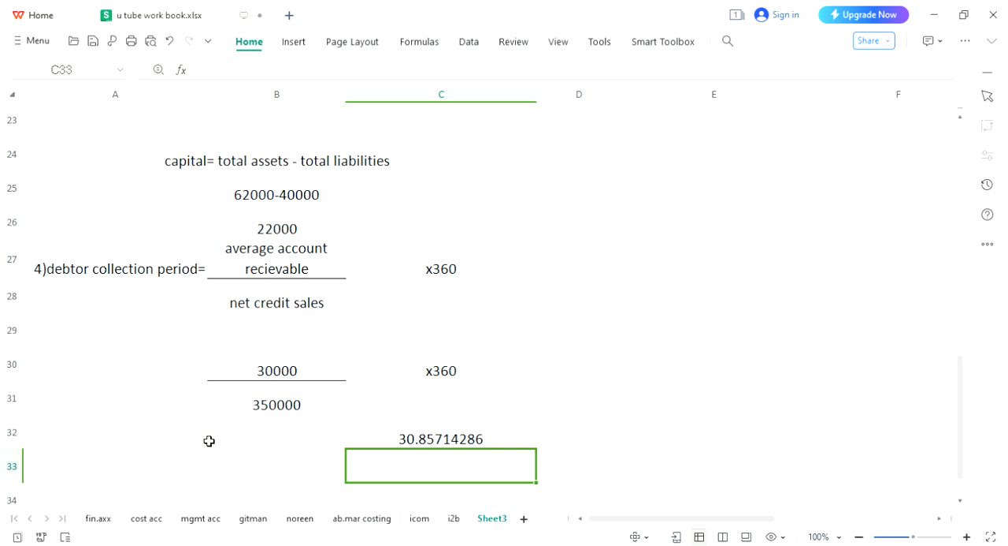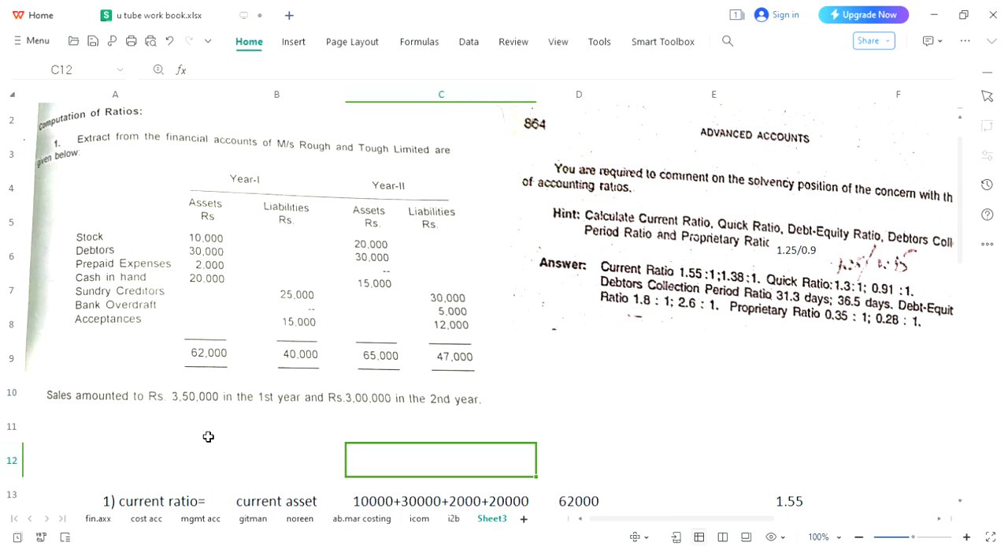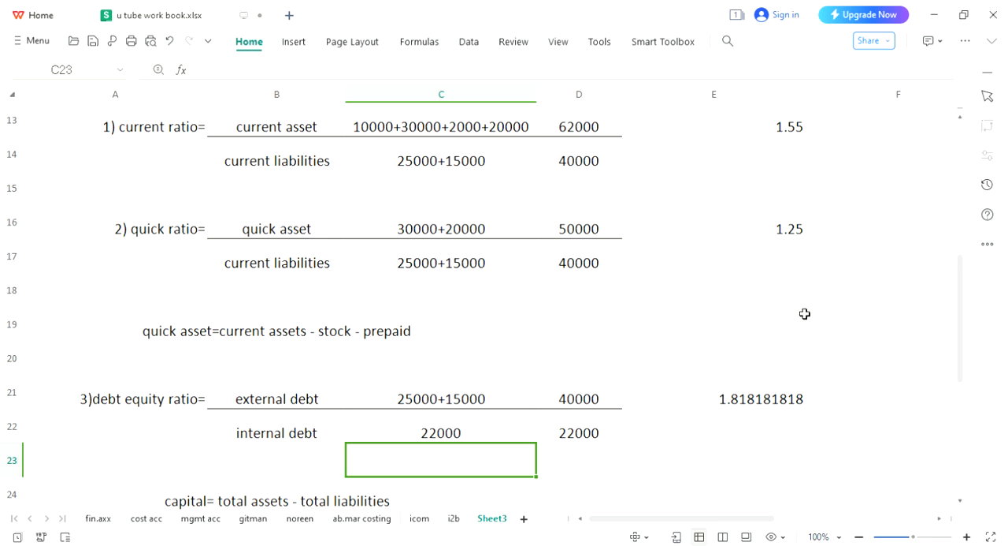So we have got 30.85. As you know, days cannot be in decimal, so you may write 31 days. So we have got our answer. Let's check it out. We were calculating debtor collection period. Here is your answer, 31 days. 31 days we have calculated.